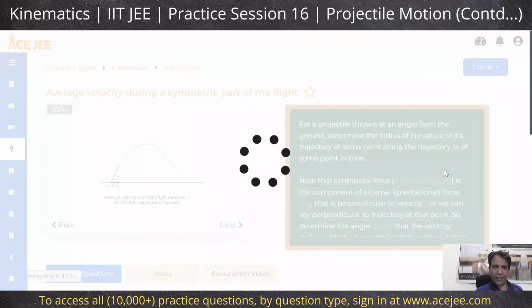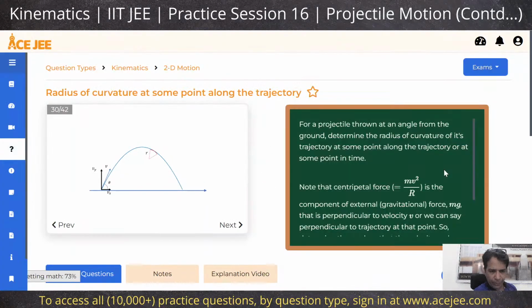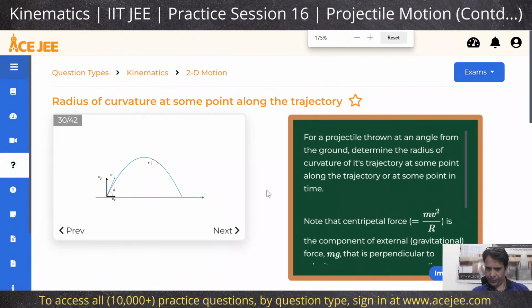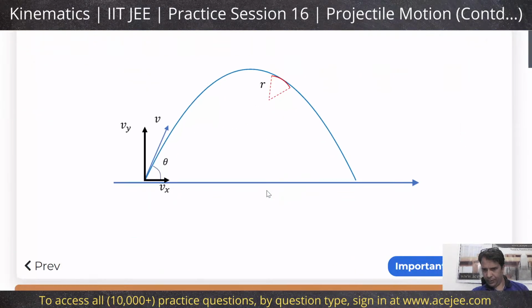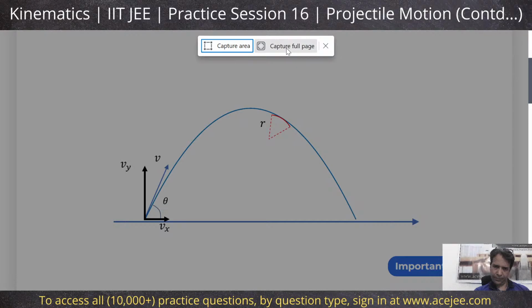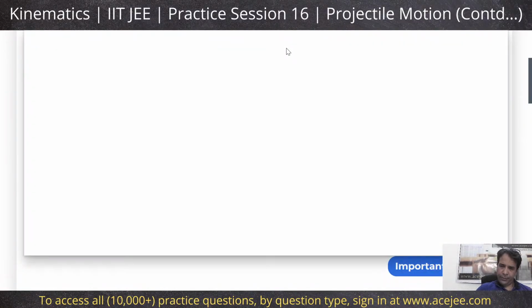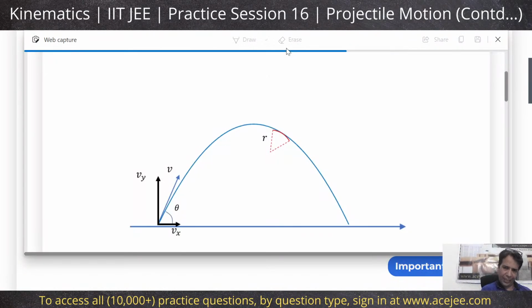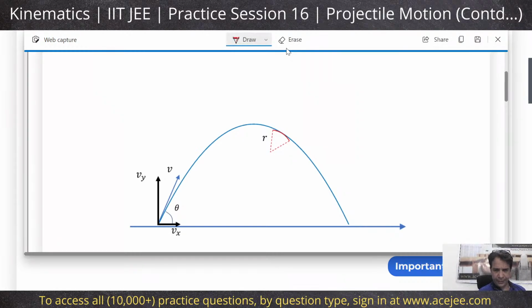Okay, let's move on to the next type of question on projectile motion. Here you might be asked to determine the radius of curvature at some point along the path. So this is an interesting concept. Let me just blow it up and I'll try and explain it. I hope the diagram is pretty clear now, right?